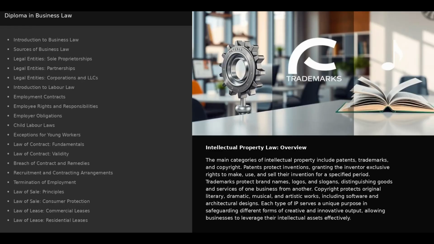The main categories of intellectual property include patents, trademarks, and copyright. Patents protect inventions, granting the inventor exclusive rights to make, use, and sell their invention for a specified period. Trademarks protect brand names, logos, and slogans, distinguishing goods and services of one business from another. Copyright protects original literary, dramatic, musical, and artistic works, including software and architectural designs. Each type of IP serves a unique purpose in safeguarding different forms of creative and innovative output, allowing businesses to leverage their intellectual assets effectively.